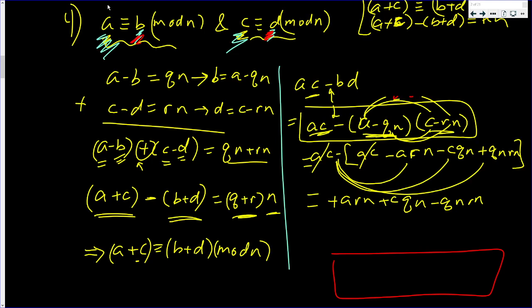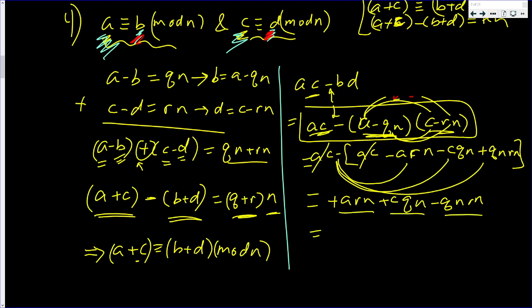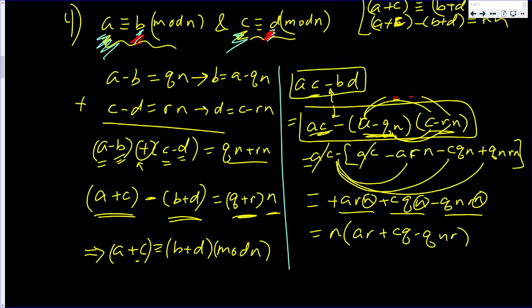And what happened is some very nice things. From each of these terms, I have an n. I don't care that the last one has two n's. It has an n. I'm going to pull it out. Minus qnr. That is, here it is. ac minus bd is a multiple of n. That implies that ac and bd are congruent mod n. That's number 4.